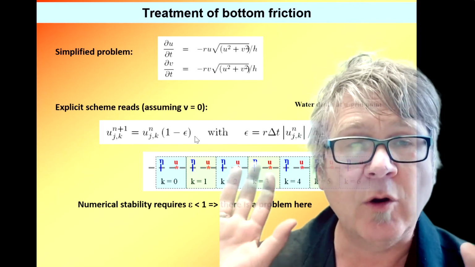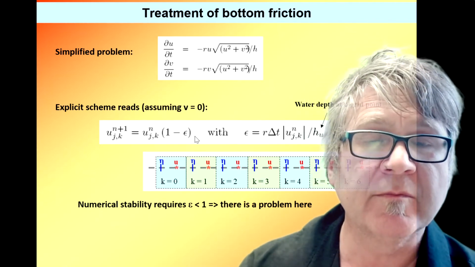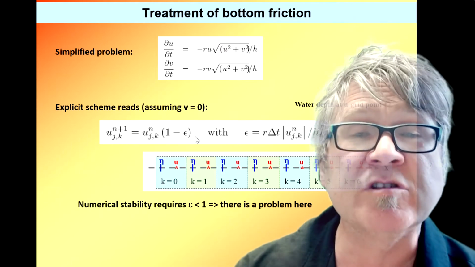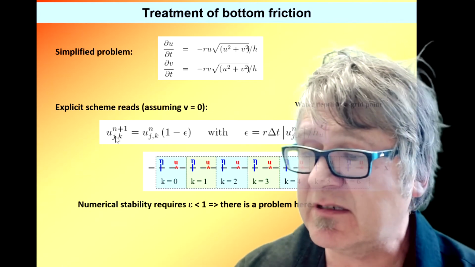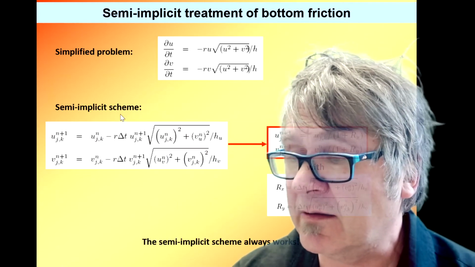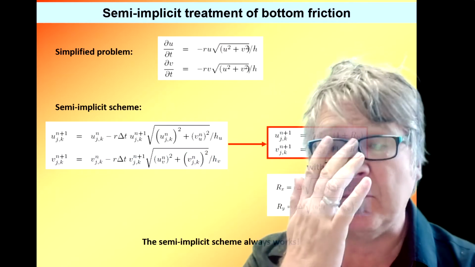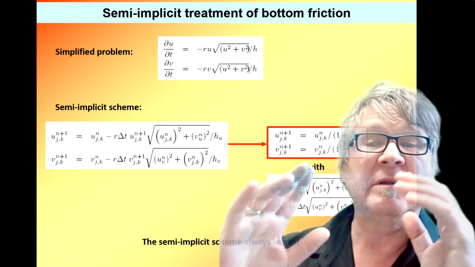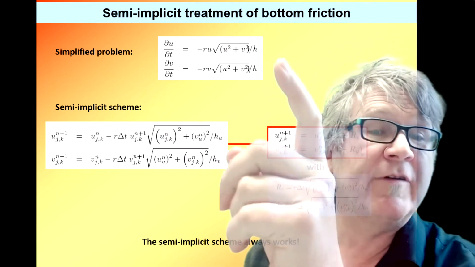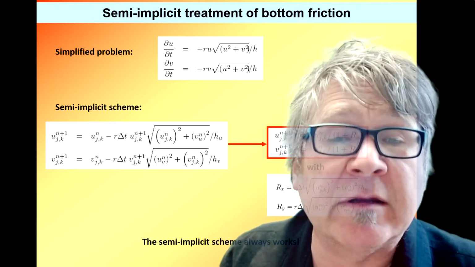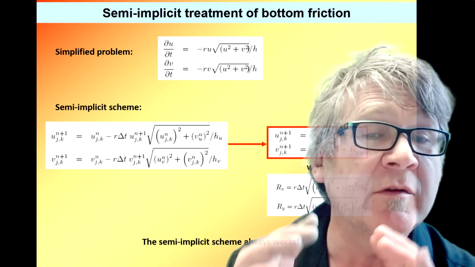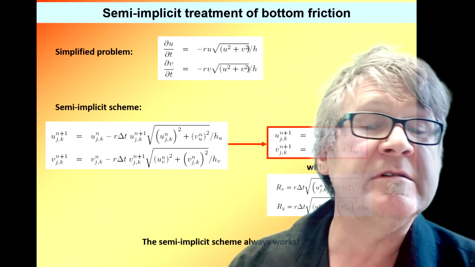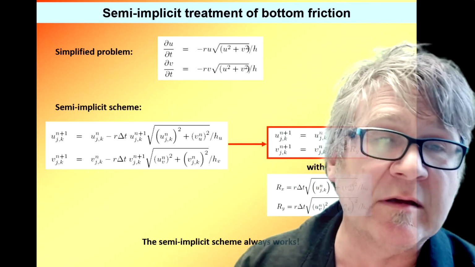However, you can altogether avoid this problem. And you can avoid it through the use of a semi-implicit scheme. And this is how it looks like, semi-implicit. Okay, so let's start again. You have this simplified problem. It's only bottom friction included here, just to focus on the key points. And you can write a semi-implicit scheme. And a semi-implicit scheme is just a mathematical trick.